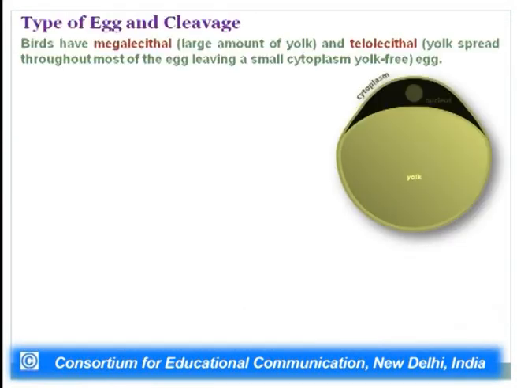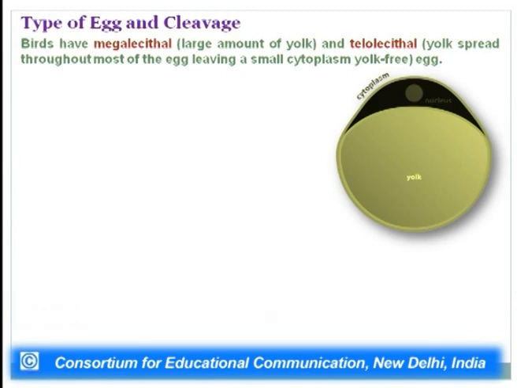Now looking at the type of egg, birds have a megalecithal egg, that is, they have a large amount of yolk, and a telolecithal egg where yolk is usually concentrated at one end. Because there is a huge amount of yolk, most of the egg is covered by yolk, and only a tiny cytoplasm is yolk free, where the nucleus lies and where we will see that most of the divisions take place.